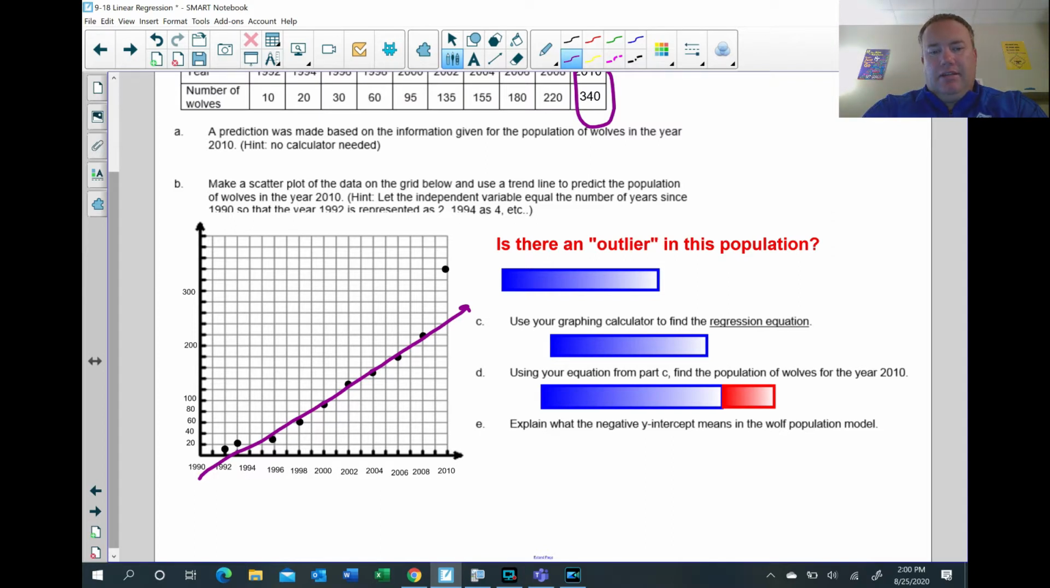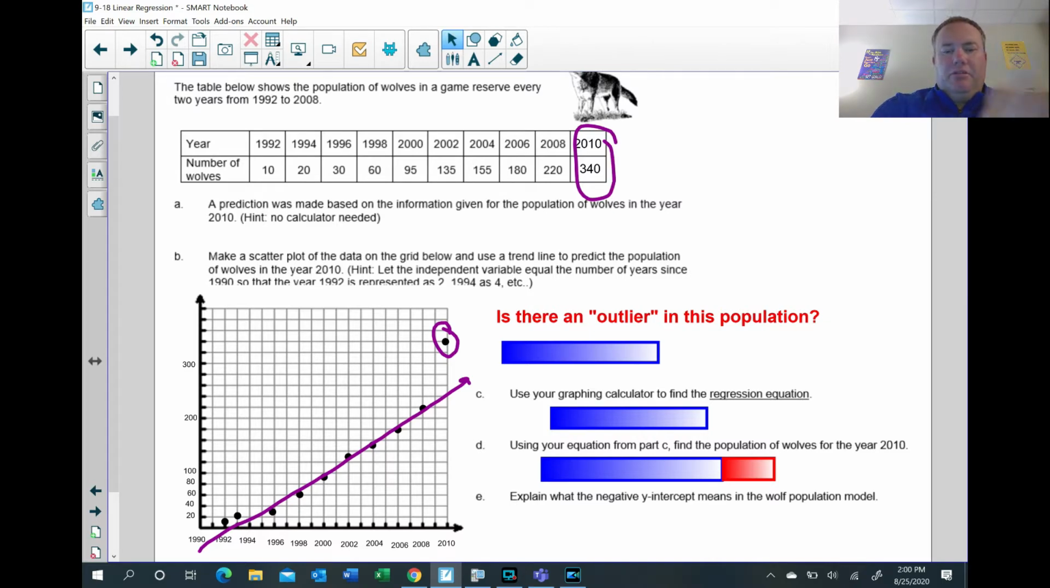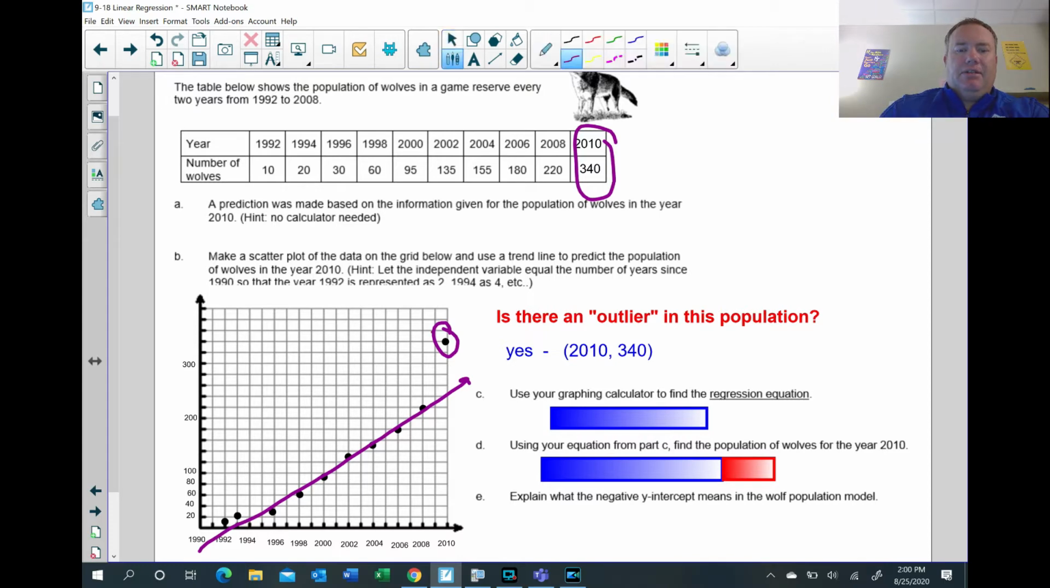Now, as I look at that, I should notice that there's one point way off there. Well, that point that we're talking about is actually our prediction, the 2010 and the 340. All right. So we notice that point has nothing to do with, or even close to, our data. So if we have an outlier, a point that does not represent these points, and this happens in experiments all the time, sometimes there's errors. You don't have to count that point, right? Because it's not going to help us represent our data.